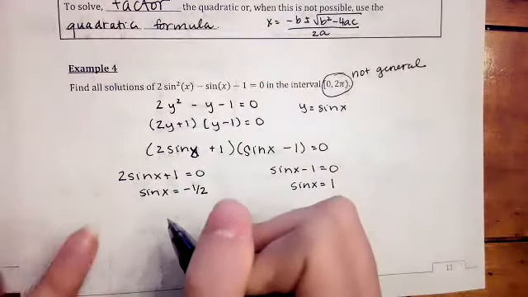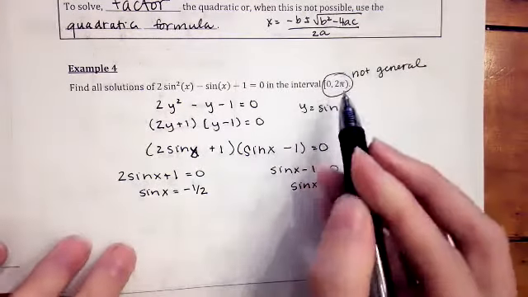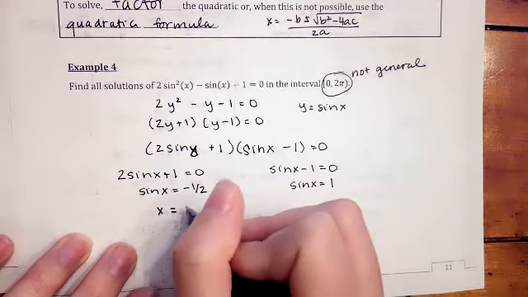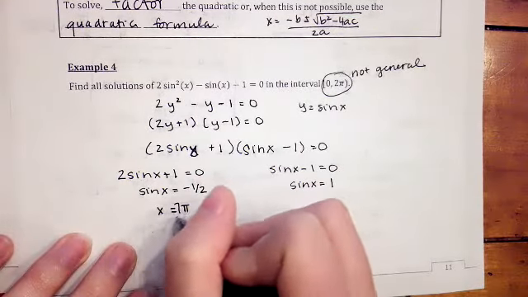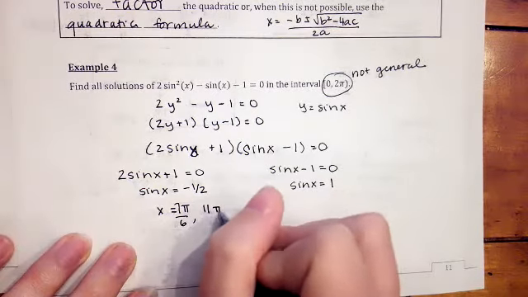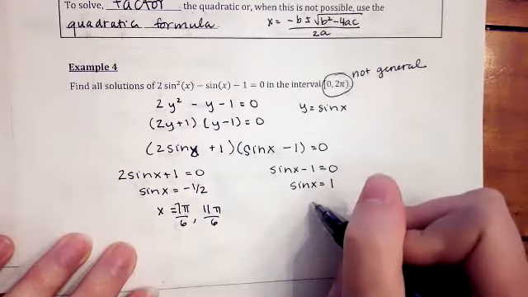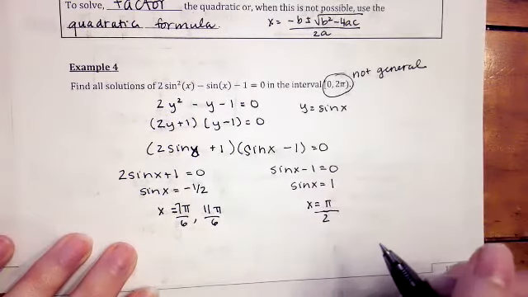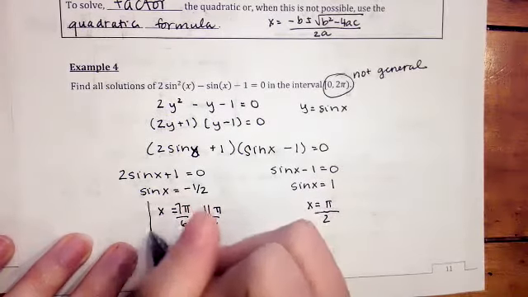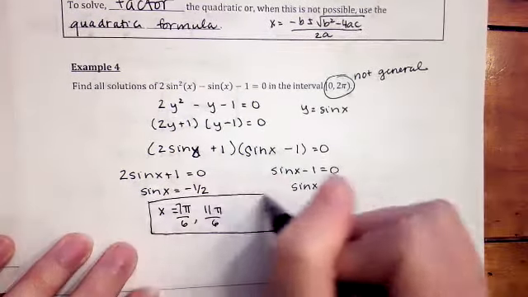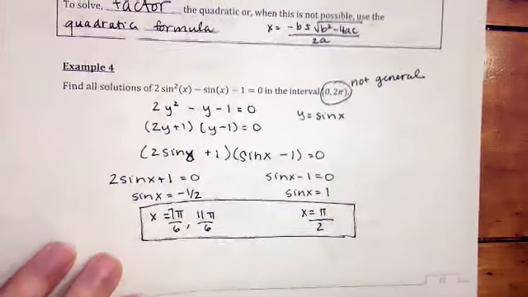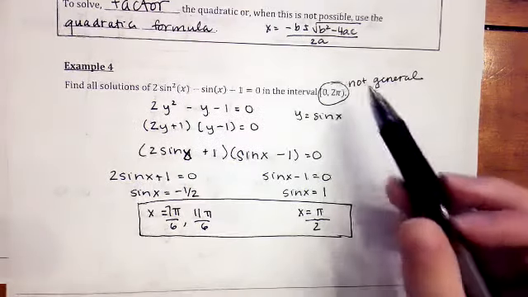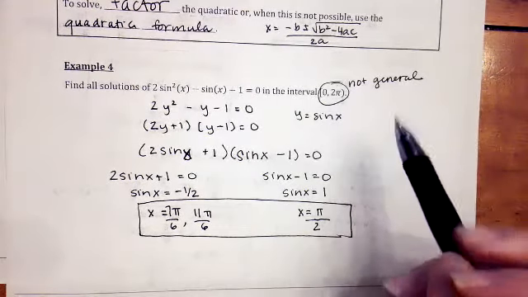Okay. We know on our unit circle from 0 to 2 pi that sine is equal to negative 1/2 when x is 7 pi over 6 or 11 pi over 6. And sine is equal to 1 when x is pi over 2. Okay, so those are our solutions. Again, we don't have to add 2 pi n or anything like that to it because we're not looking for a general solution. We're looking strictly inside of our interval.